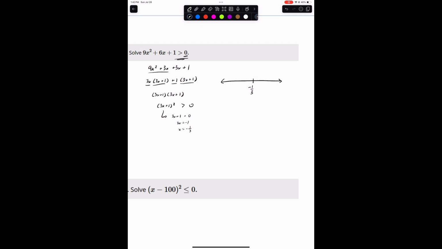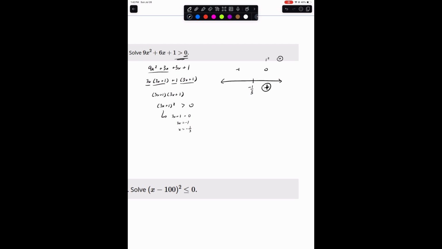Okay. So when we make our sign chart, there's one critical point, -1/3, and we'll just test the number left and right. We can do -1 and 0. So for 0, you get 3x plus 1 squared, right? So that'd be 1 squared, which is simply positive. So that's a positive.